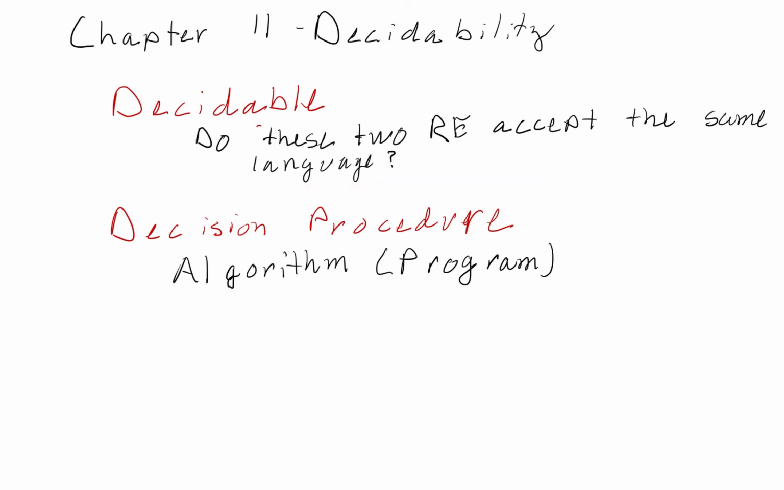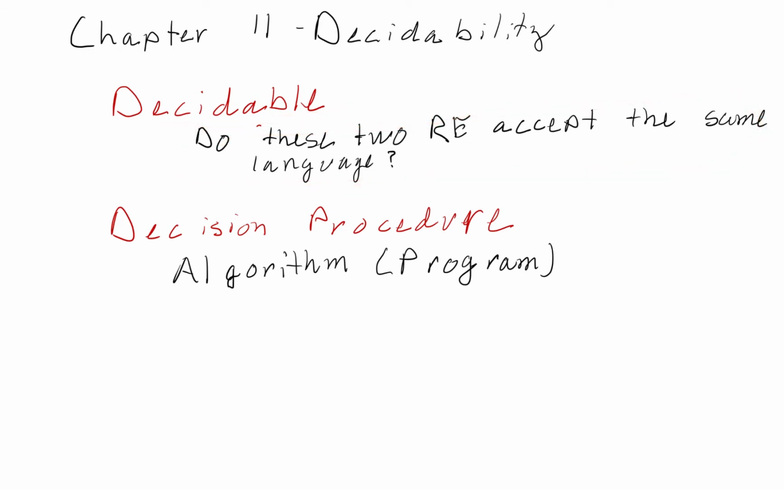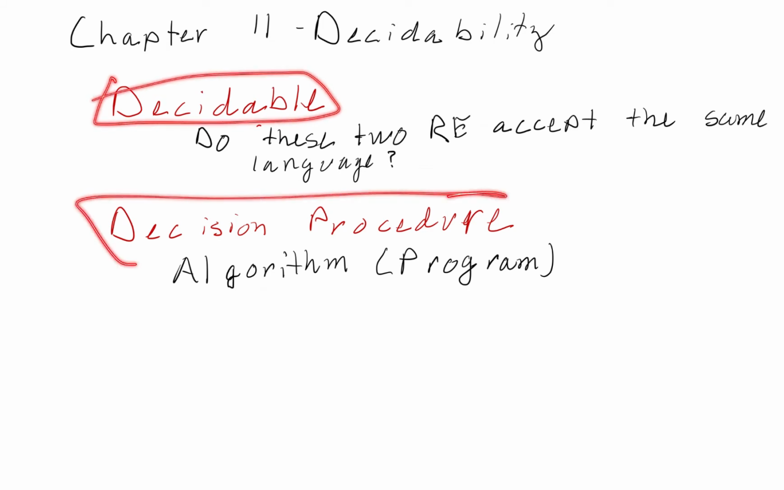But the most important thing to remember is a problem is decidable if we can come up with a decision procedure that solves it in a finite amount of time. So make sure you know the definition of both of these terms.